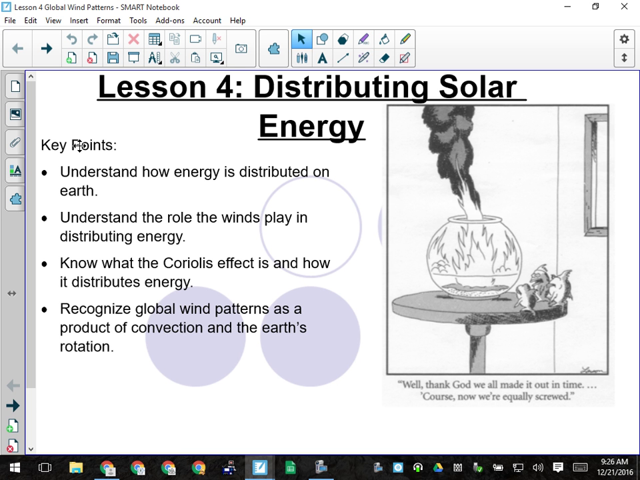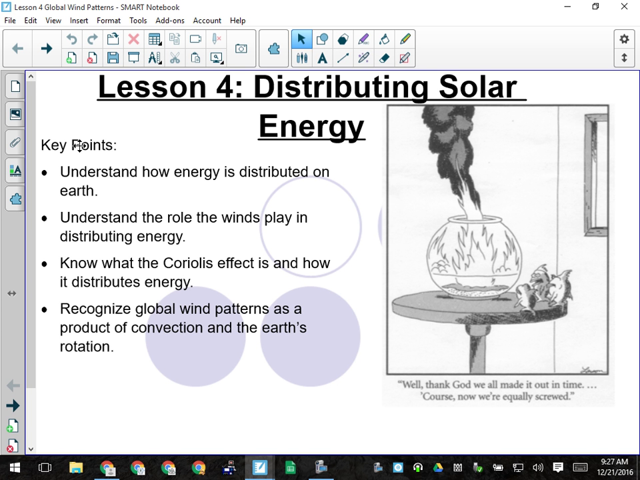Know what the Coriolis effect is, and how that distributes energy. Anyone ever heard of the Coriolis effect before? Then recognize that global wind patterns are a product of convection as well as the Earth's rotation. The fact that the Earth rotates actually plays a role in winds.